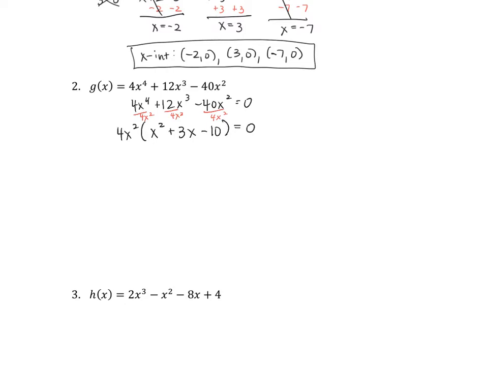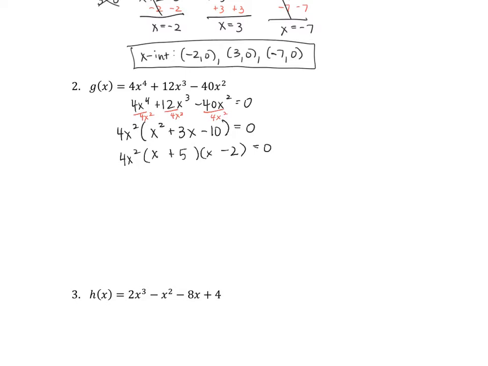Now we want to try to continue factoring what's in parentheses. So 4x squared comes down. The x squared will break up into x and x. And then we want to find out what multiplies to get negative 10 and adds to get 3. So if we use a positive 5 and a negative 2, that multiplies to get negative 10 and adds to get positive 3. So now this is factored.